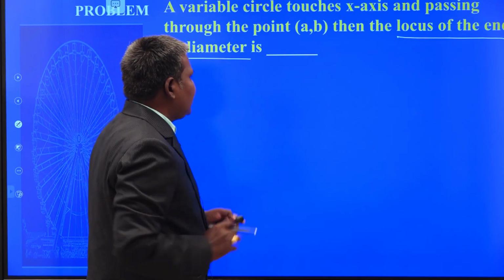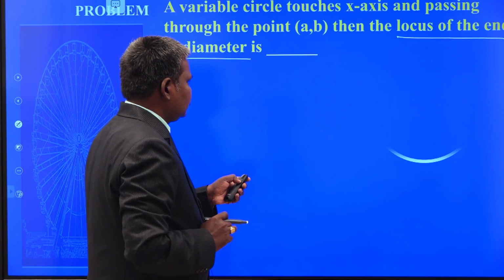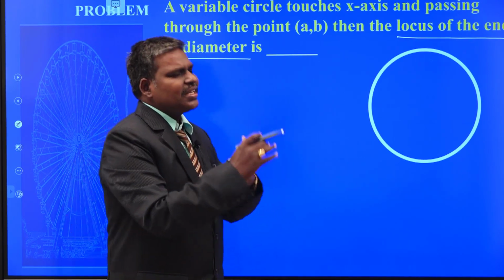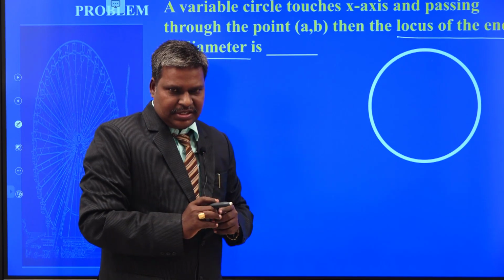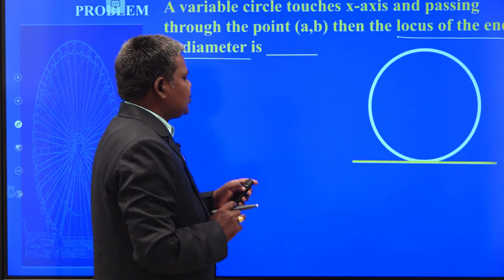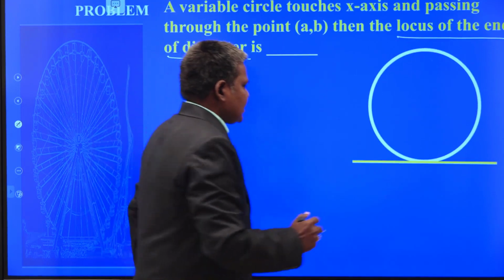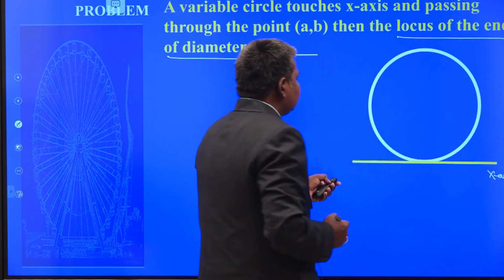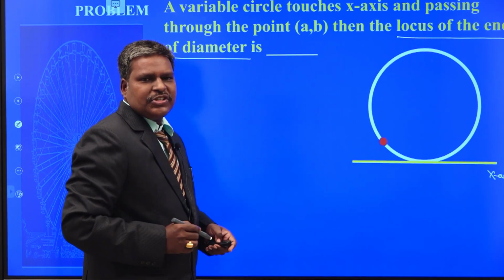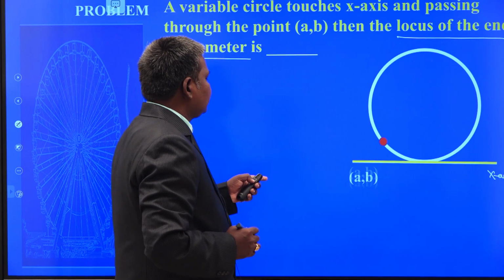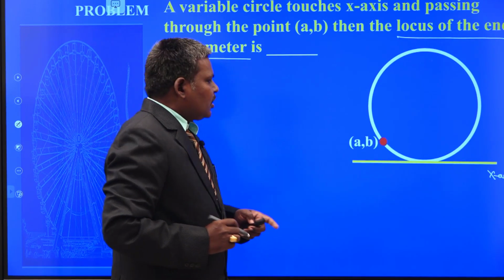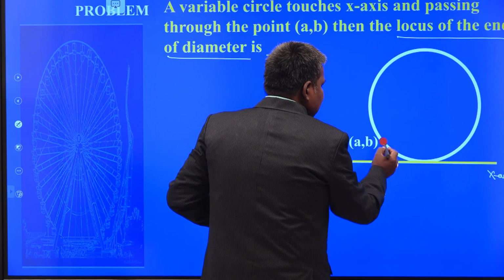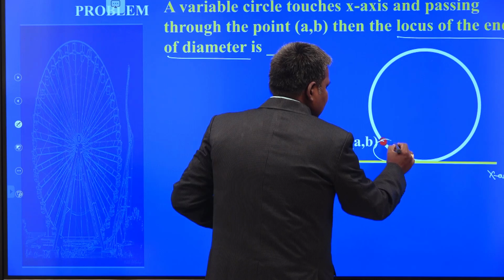Let us try to draw the figure here. This is one of the positions of your variable circle. So many circles you can draw. This is one of the circles that satisfies my conditions. See here, it touches my x-axis. This is your x-axis. And this is passing through your fixed point A comma B. This is your A comma B. Can you draw another circle or not? You can draw another circle passing through A comma B and touching the x-axis. This is just one example.